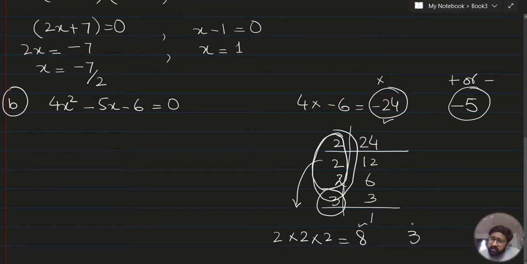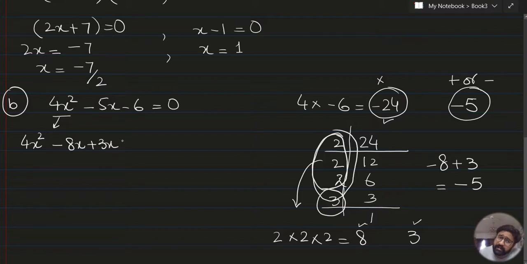So out of these two numbers, which one will have a negative sign? The bigger one, because if we add these two numbers, there still has to be a negative 5. That is only possible if the greater of these two numbers has a negative sign, because if the two signs are different, we subtract the two numbers and the sign always comes from the greater value, and the greater value is 8. So what are we supposed to do? Just 4x square will come down as it is. Instead of the middle term, we are going to write these two factors, which are minus 8x plus 3x minus 6 is equal to 0.